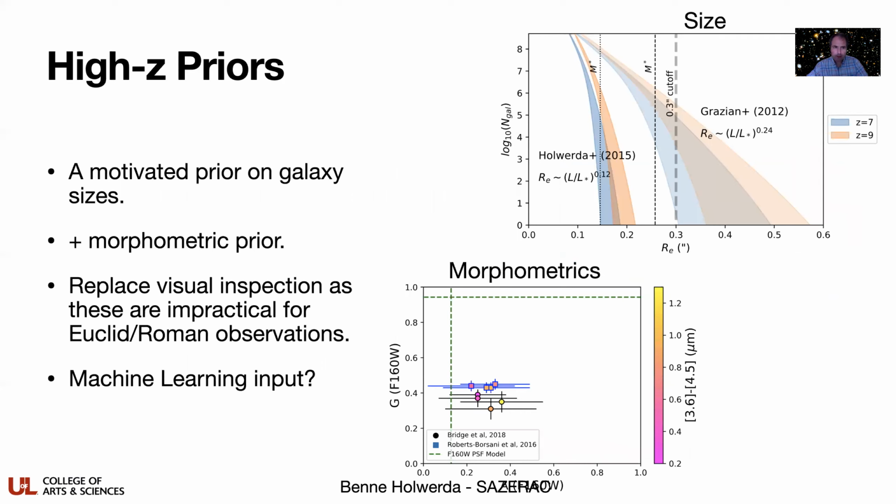So the high redshift priors should be motivated priors for the galaxy sizes, so you should assume a certain luminosity size relation. And I think you can use a morphometric prior for individual sources, and then replace the visual inspection, because that becomes kind of impractical for something like Euclid or the Roman Space Telescope. And then, yeah, maybe these two might be good machine learning inputs, and that's the next thing that I would like to explore. So we can do a prior for size, and we combine that with a prior for morphometrics, and then we actually can use all the information if we want to pre-select high redshift sources.